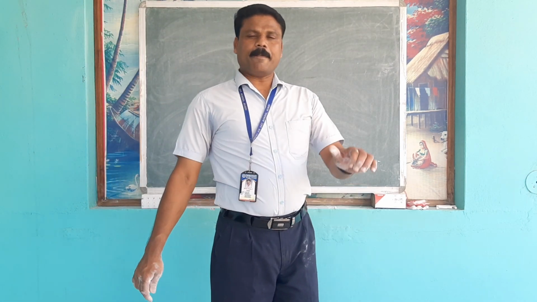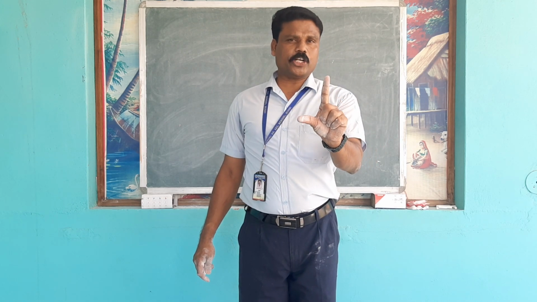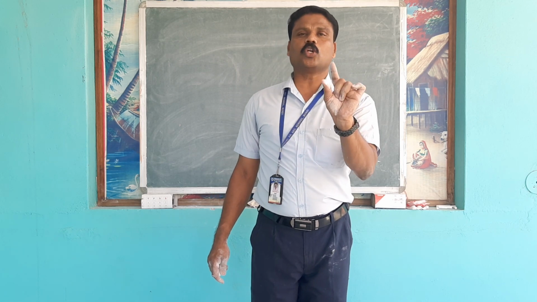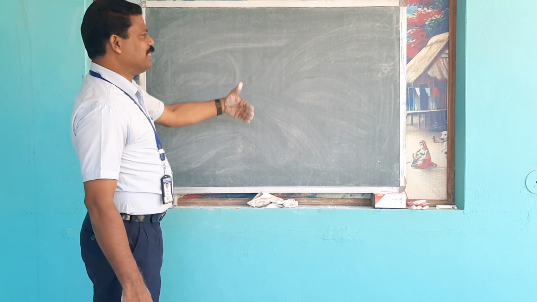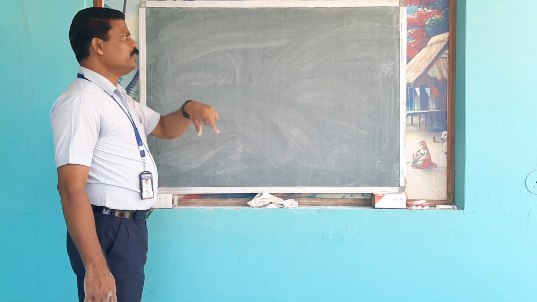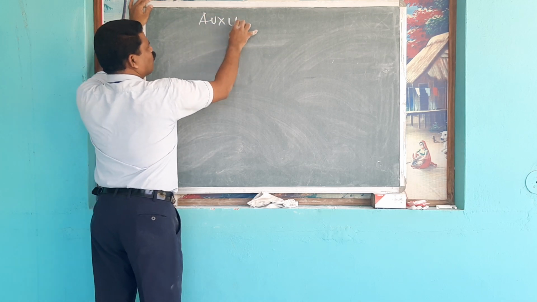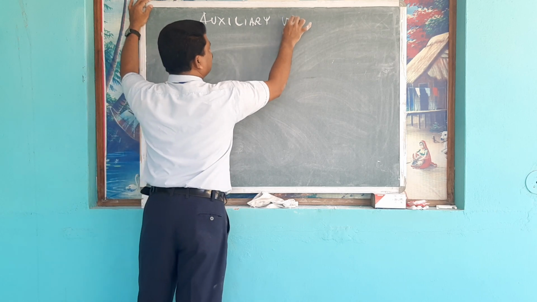So, number 1, identification of sentence. Number 2, identification of reporting verb. And number 3, identification of changing words. So let us see what are the changing words, how the words are changed in reported speech. Number 1, auxiliary verbs.